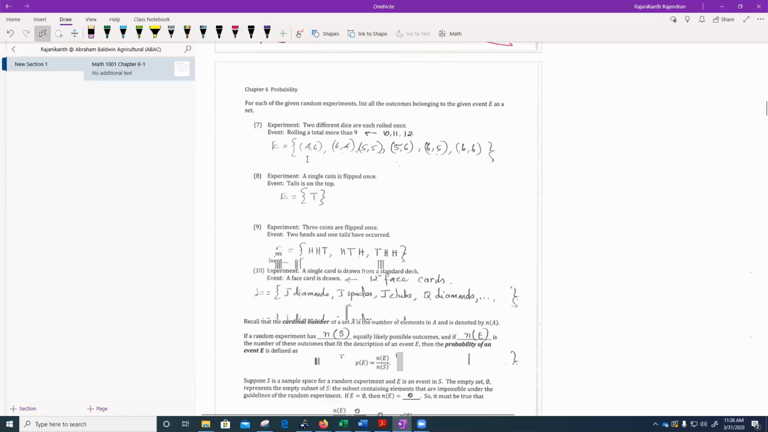Okay, so we are going to define E for all the remaining problems. Number 7. The experiment was what? 2 different dice are rolled at once. Remember again, you will have 36 outcomes for that. Among those 36, what is my event now? Event E is now, you have to get the rolling 2 numbers, but the total should be more than 9. Remember, these are the possible totals you may have when you draw 2 dice, right? So what is the minimum total you will have when you draw 2 dice? What is the minimum total? Then what is the maximum total?